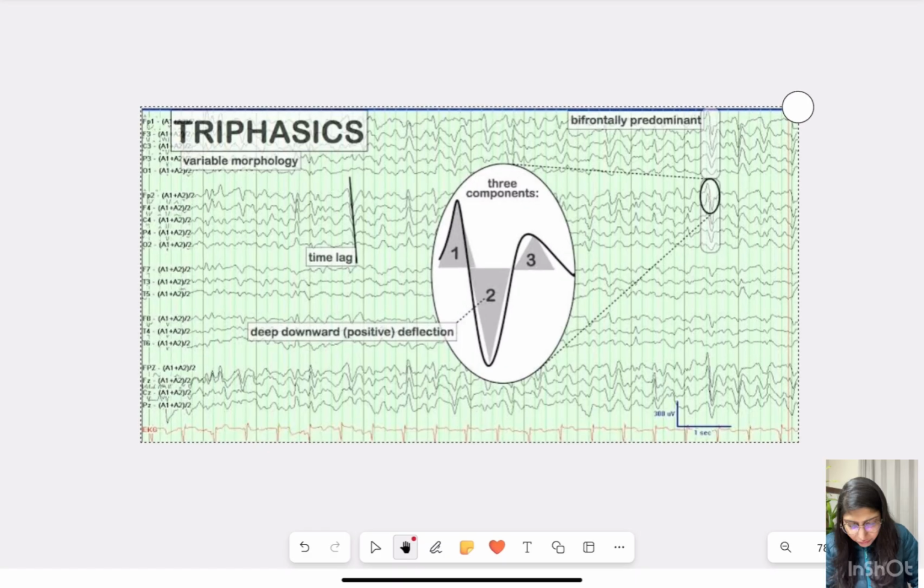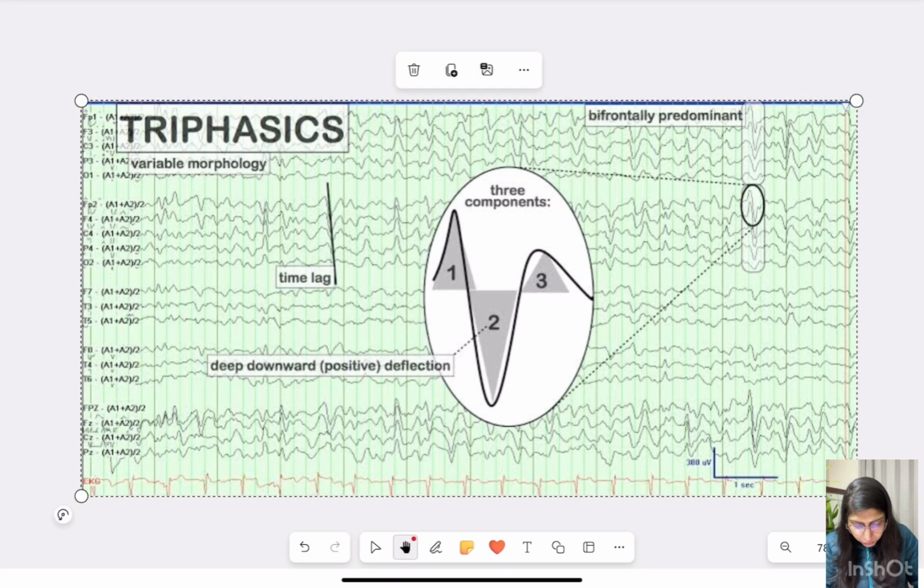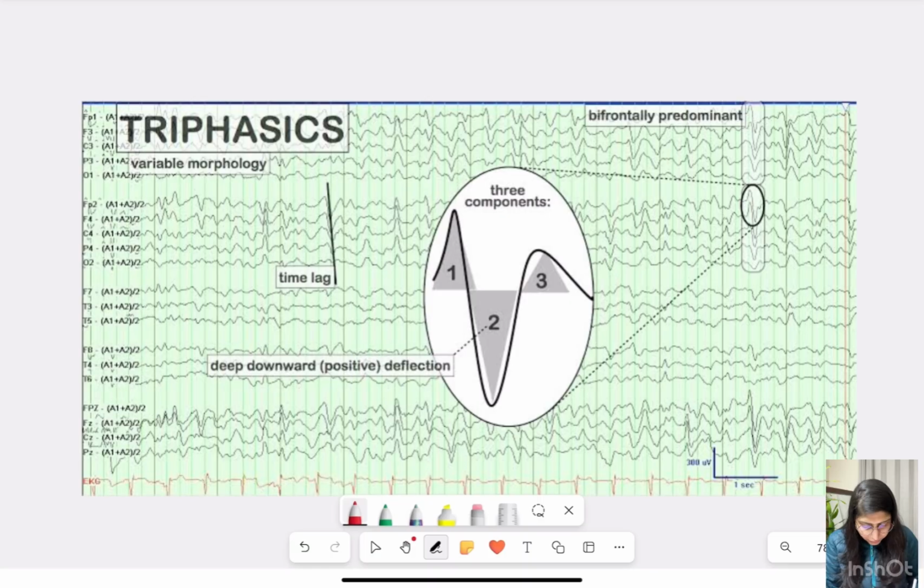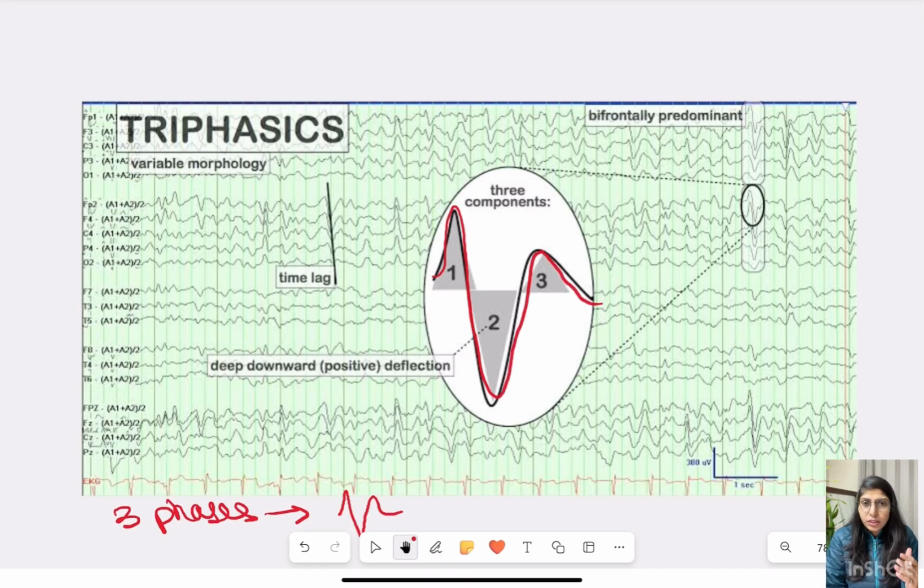So here we have triphasics. Now this slide is self-explanatory. In triphasics, it means that there are 3 phases. By 3 phases, we mean a negative phase, a positive phase, and then again a negative phase. Upward deviation is known as a negative phase, downward deviation is known as a positive phase.